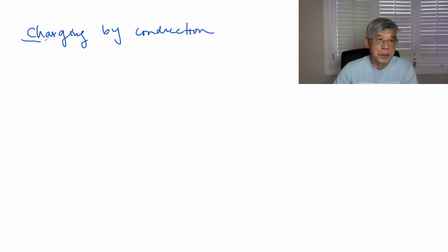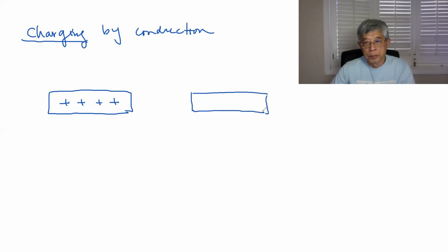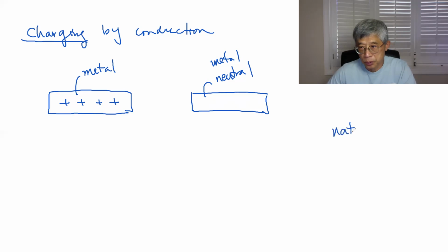Okay, so charging means 充电, okay? Let's say I have something that already has positive charge. Let's say there are 4 of them. And then there's another metal. So both are metal. This one here is neutral, and it's a metal. And this is also a metal. So metal is a good conductor, naturally a good conductor in nature.